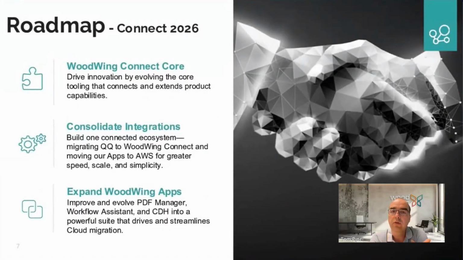And lastly, WoodWing Connect. We're focusing on the Connect core. These are the connectors, the Studio and the Assets connector in Workato. We are consolidating integrations, bringing them together in a central place so that we can upgrade them more easily, bring them to you faster, and expand the feature set. That also ties into the last point. We are expanding the feature sets of the WoodWing apps, being the PDF Manager, the workflow assistant, and the content delivery hub. But more on that later.